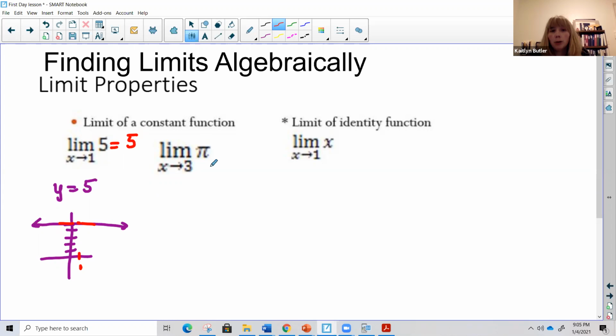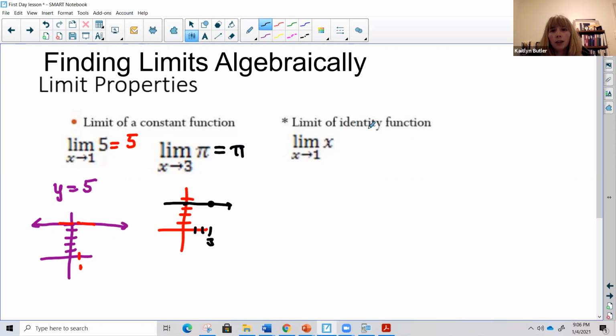The same thing would be for this. Pi is just a number, like 3.1415, it keeps going on. And so that graph would look like a horizontal line at 3.14, around here. At x equals 3, the y value would just be what this y value is, which is pi. So the limit of a constant, if it's just a number, is itself.